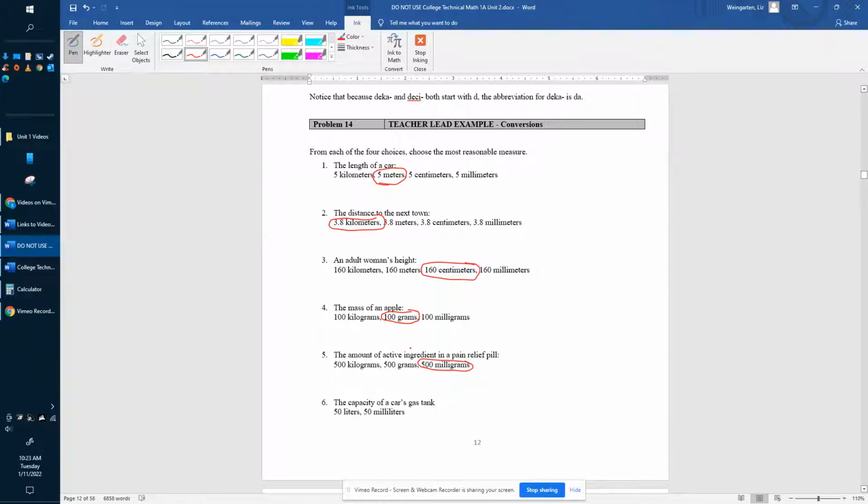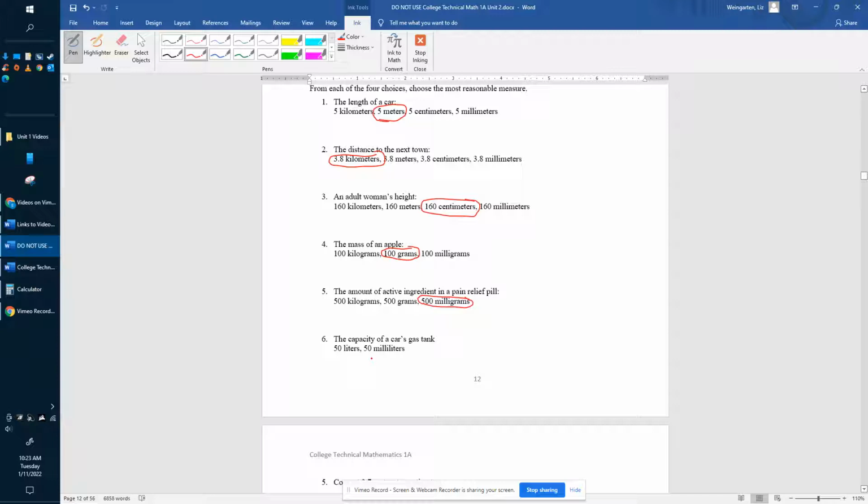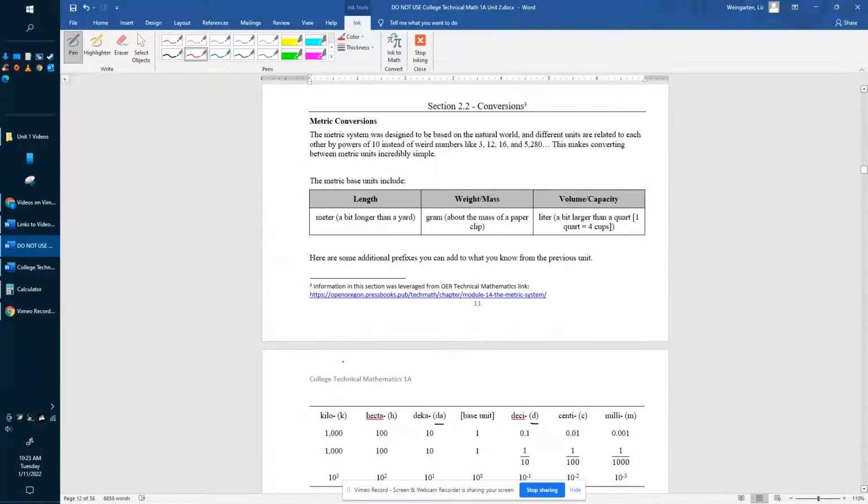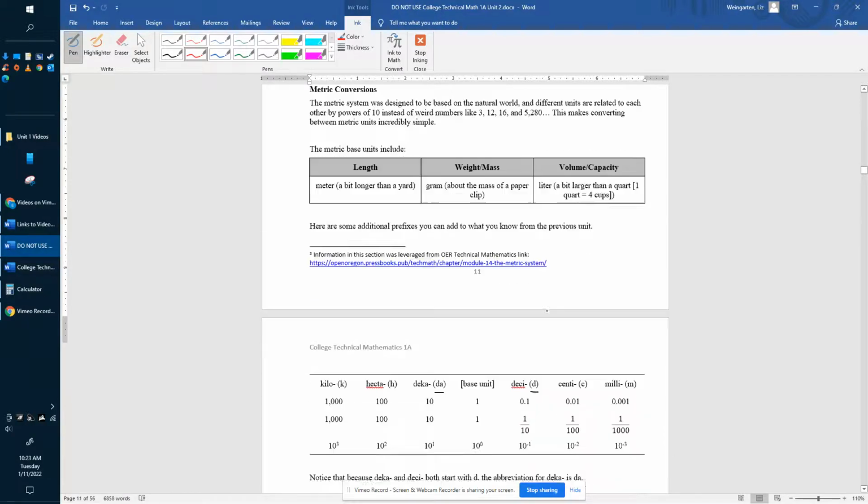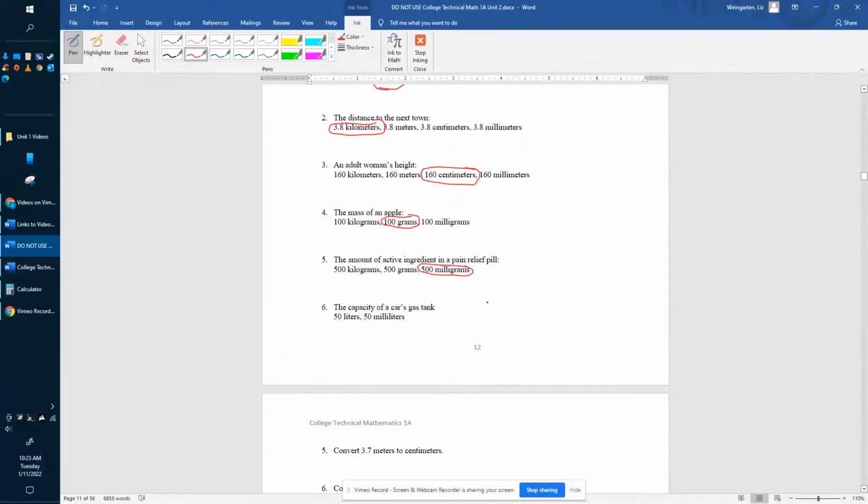The capacity in a gas tank. 500 liters or 50 liters or 50 milliliters. Let's take a look at our table again. A liter is a bit larger than a quart. 1 quart is about 4 cups. So I'd say 50 liters is pretty reasonable. 50 milliliters would be way too small.